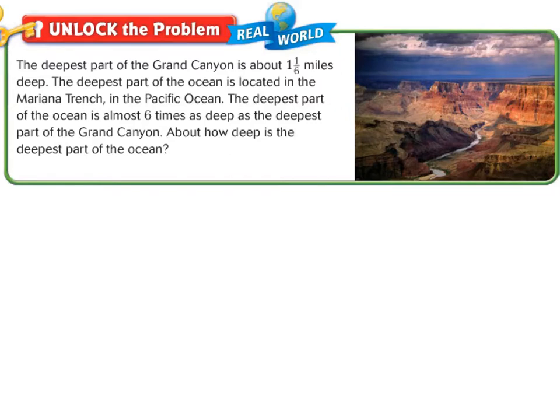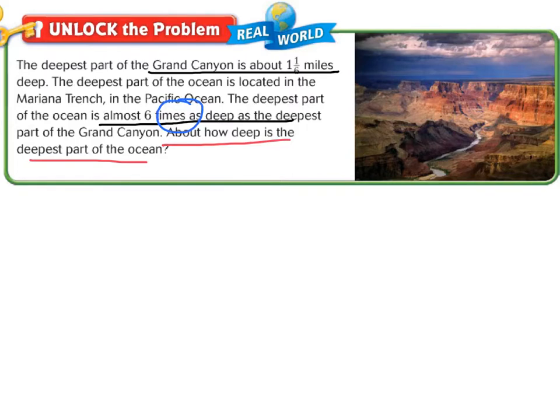Looking at this problem, I see it tells me that the Grand Canyon is about 1 1/6 miles deep, and that it's comparing that to the Marianas Trench, the deepest part of the ocean, which is almost 6 times as deep as the deepest part of the Grand Canyon. To answer the question about how deep is the deepest part of the ocean, I know I'm going to use this information. The key words, times as deep.